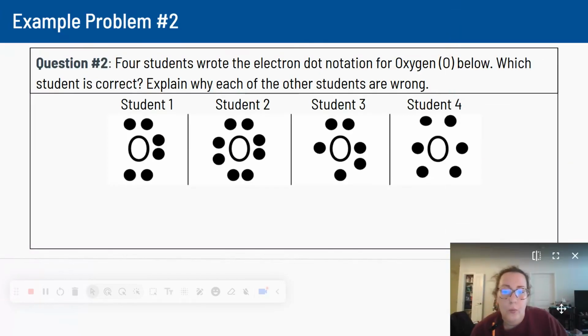The next problem we are going to go over is: 4 students wrote the electron dot notation for oxygen below. Which student is correct, and explain why the other ones are wrong. So if you get stuck with this question, I would do it yourself. Find oxygen, draw the dots to represent the valence electrons, and then compare your answer to the other answers you see. Okay. So pause, try it yourself.